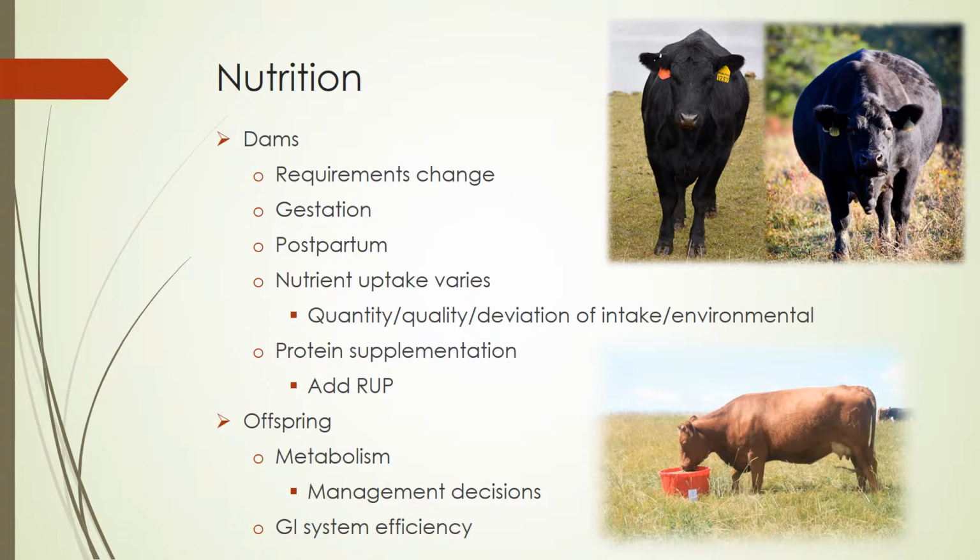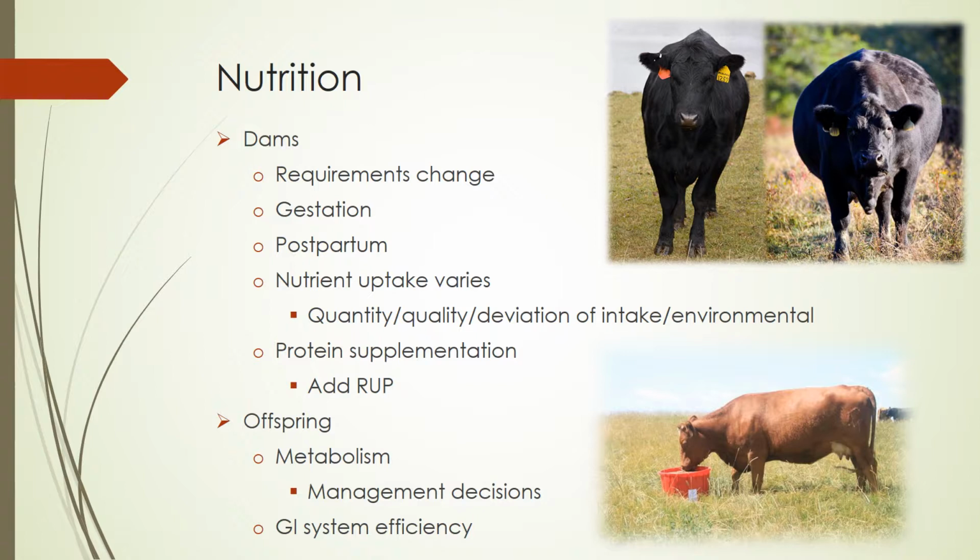These variations of nutrient intake and production systems can be attributed to dietary quantity and/or quality issues, deviations in consumption, and environmental conditions such as stressors. In situations like this, protein supplementation during gestation is a viable option for producers to reduce the effects of nutrient restriction. The idea behind supplementation is that the best chance at correcting the deficiency would be to add ruminally undegradable protein, because forage already provides adequate ruminally degradable protein.